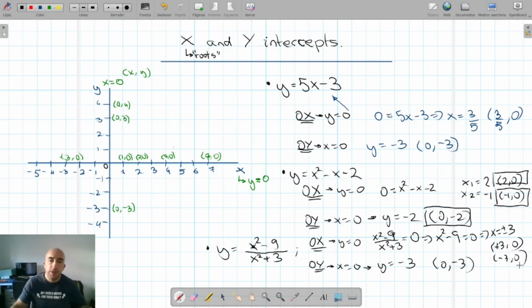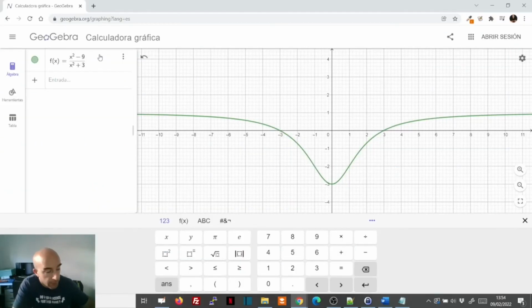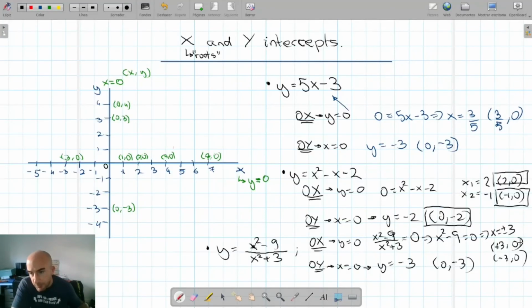Okay, let's look at the online graph now. So that's our graph over here. Again, the x-intercepts or roots are (-3, 0) and (3, 0). Those are the points that we obtained. And the y-intercept is (0, -3). So that's correct.